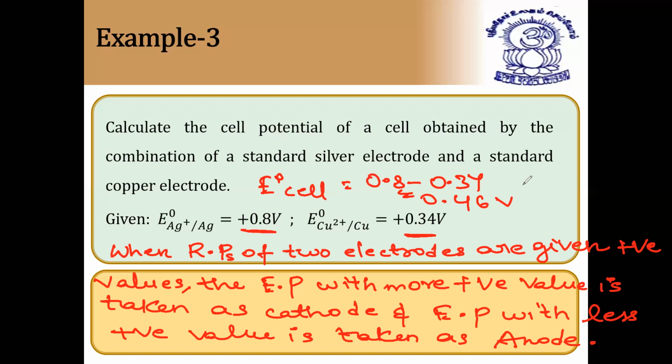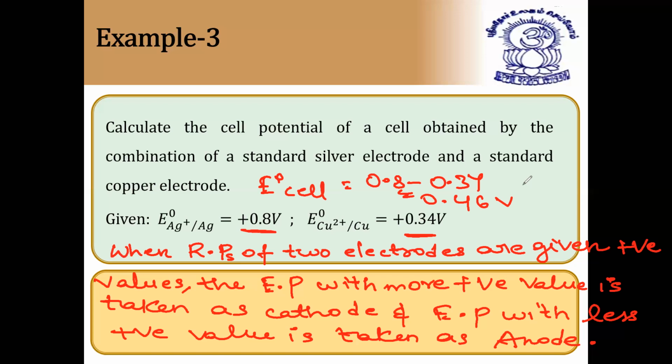Just note it down. This statement is very important. When reduction potentials of two electrodes are given as positive values, the reduction potential with more positive value is taken as cathode, and the reduction potential with less positive value is taken as anode, because they have not given the cell reaction and did not mention which is cathode and which is anode. We have to remember either the electrochemical series, or by using the values you can say which is cathode and which is anode.